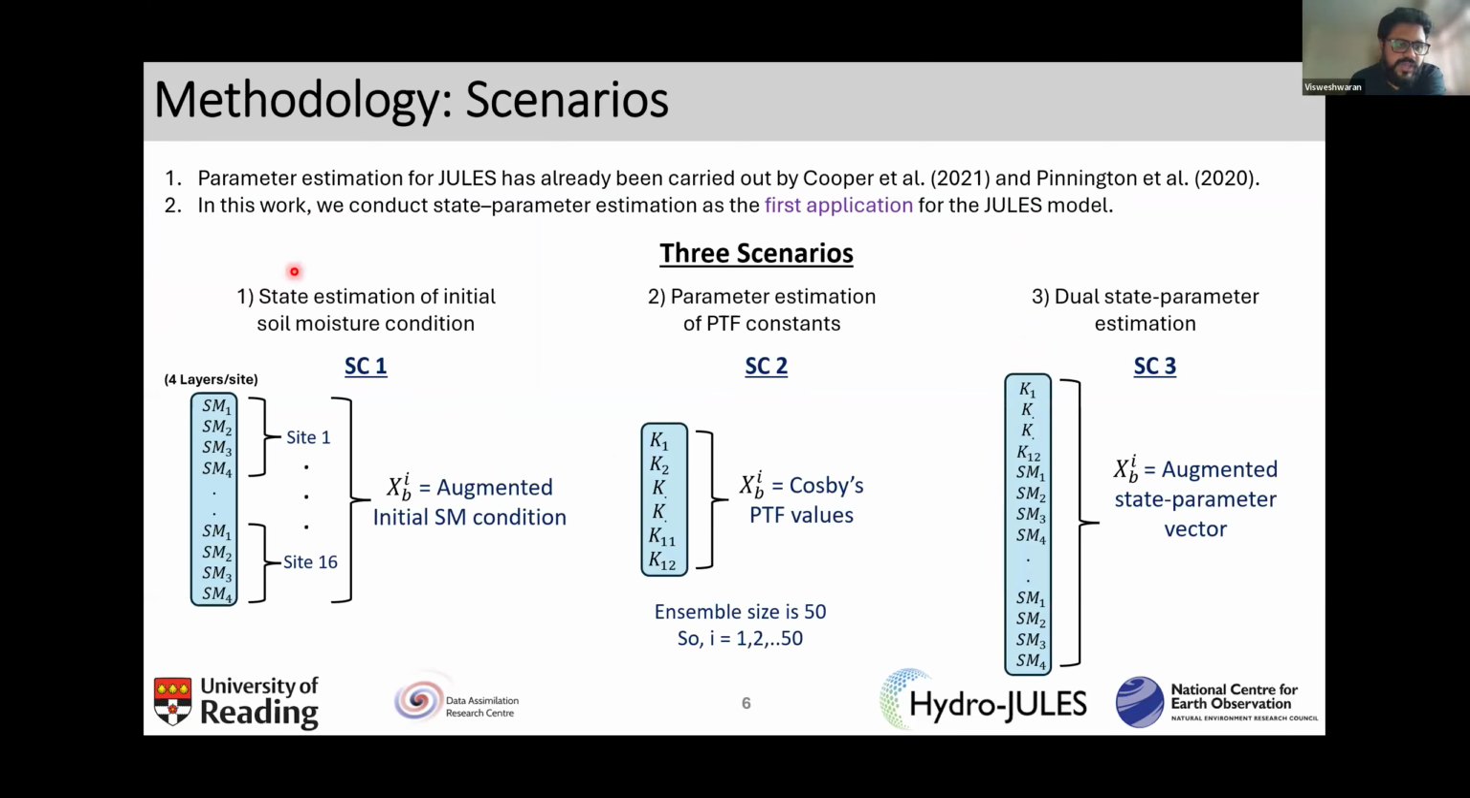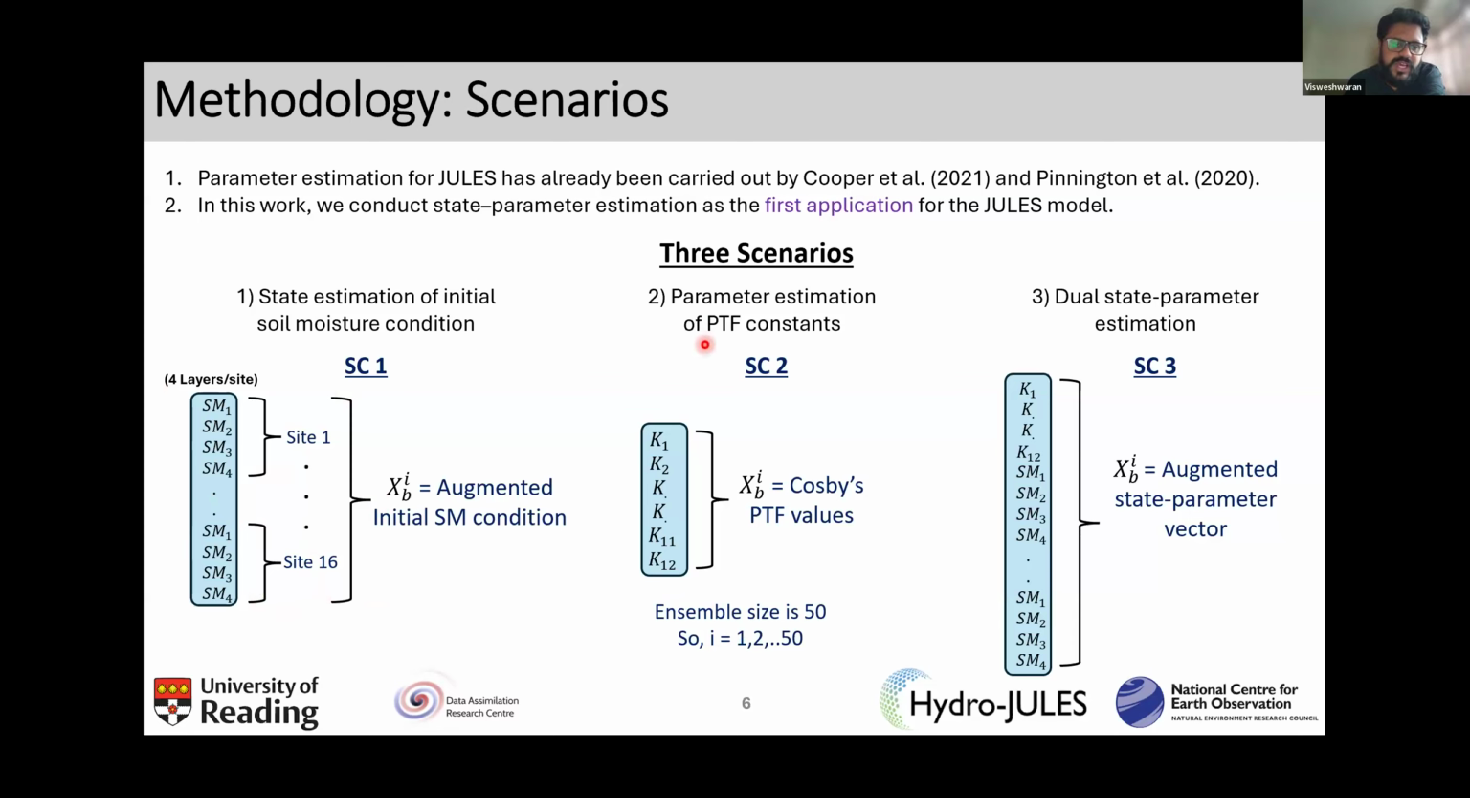In the first scenario, we have done this state estimation, or the initial condition update, at January 1 of this assimilation period, 2017. So as I have told before, there are four layers, so we will be having four initial conditions per site, and we have chosen 16 sites. So our state vector becomes 50 cross 64 for the first scenario.